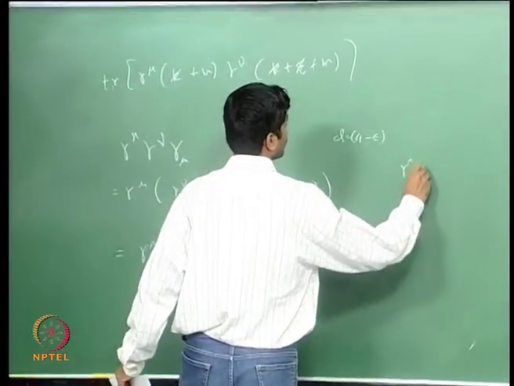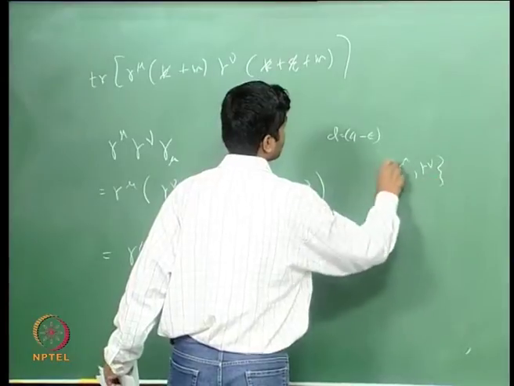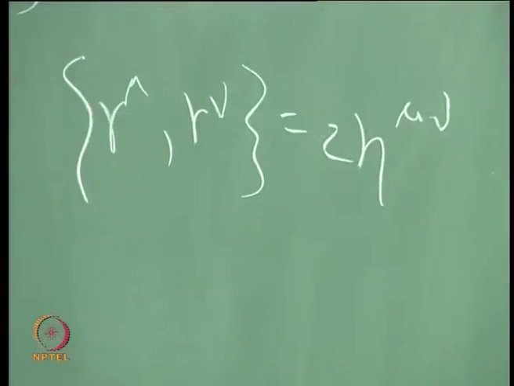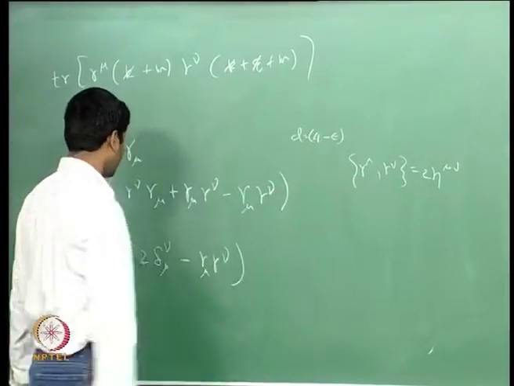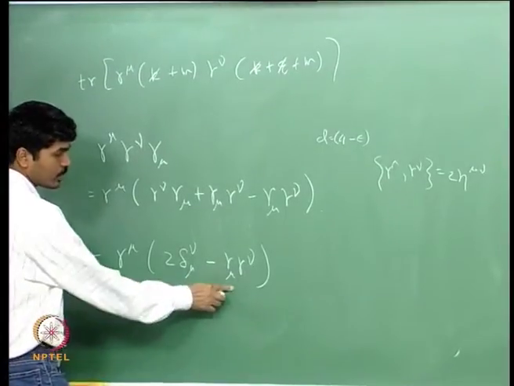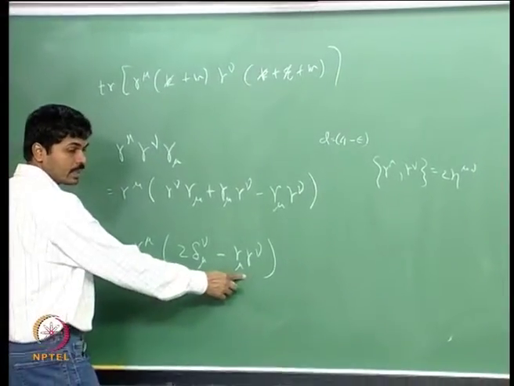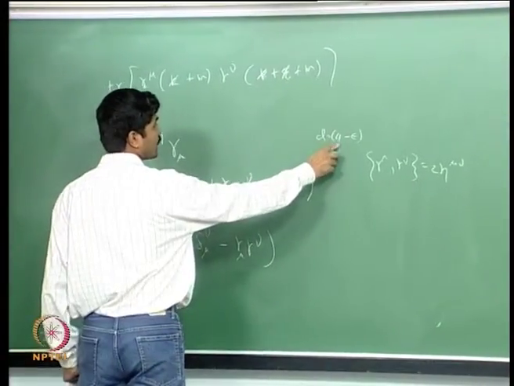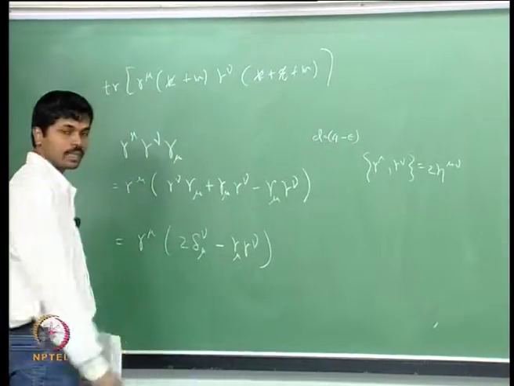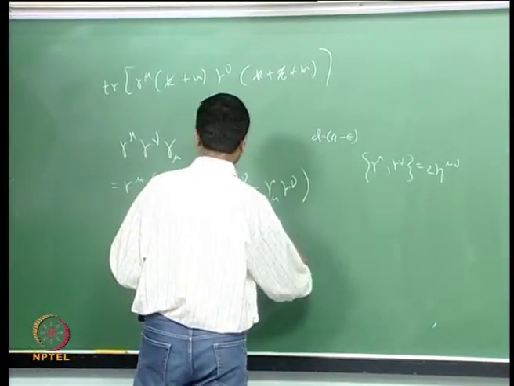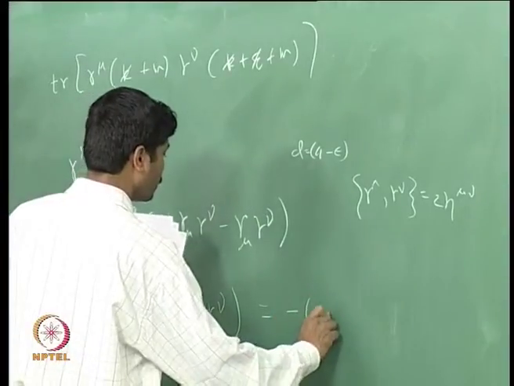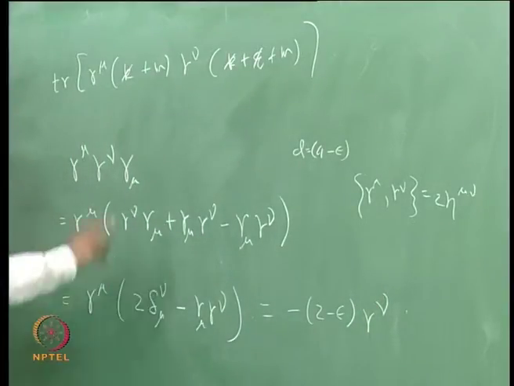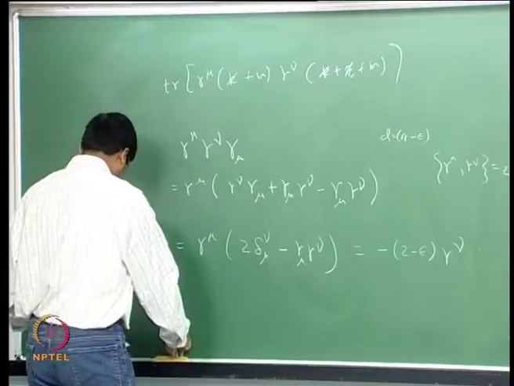γ^μ γ^ν equal to 2η^μν, but the Dirac matrices have different dimension. So, when you do γ^μ γ_μ, this will be the trace of identity, and this trace of identity instead of 4 is simply given by d, which is nothing but 4 minus epsilon. So, when you substitute that at the end of the day, what you will get is −(2 − ε) γ^ν. So, the epsilon will appear in identities like this.